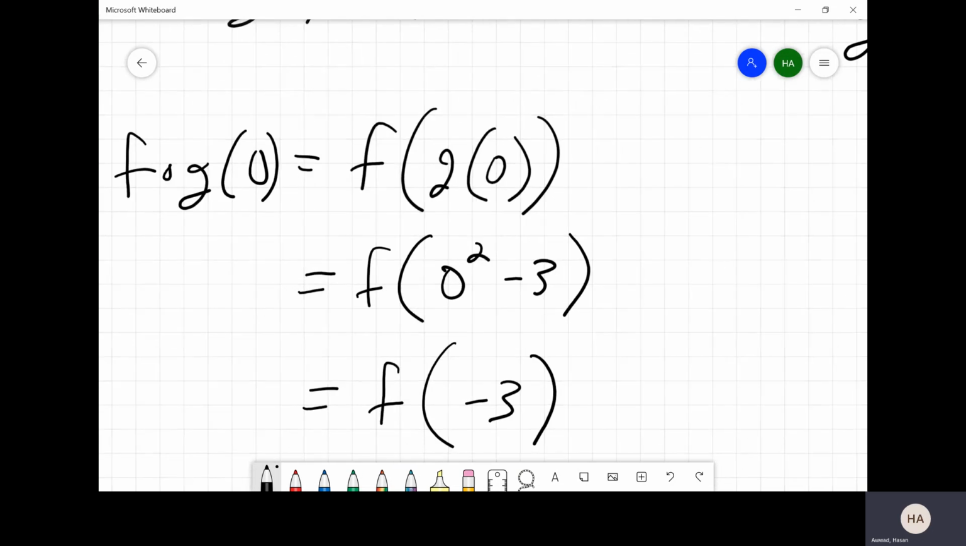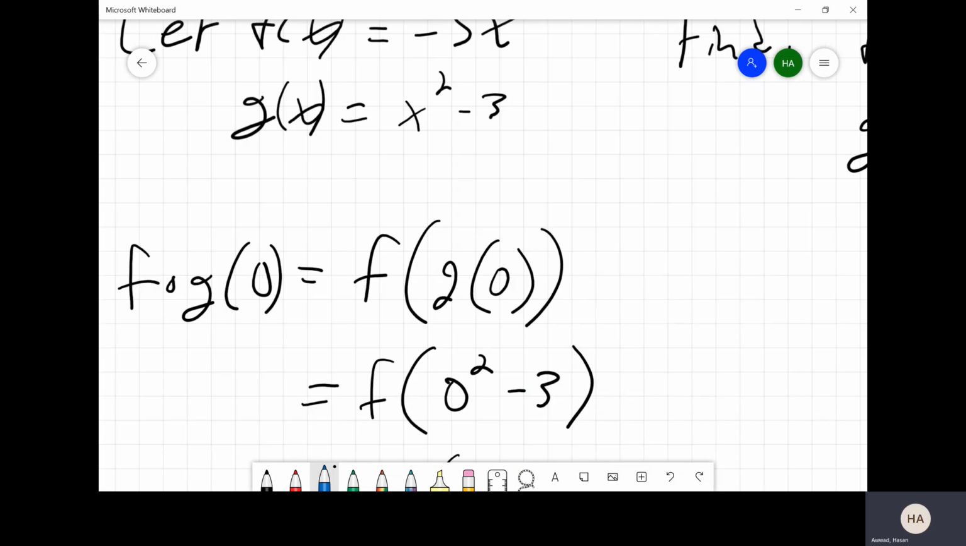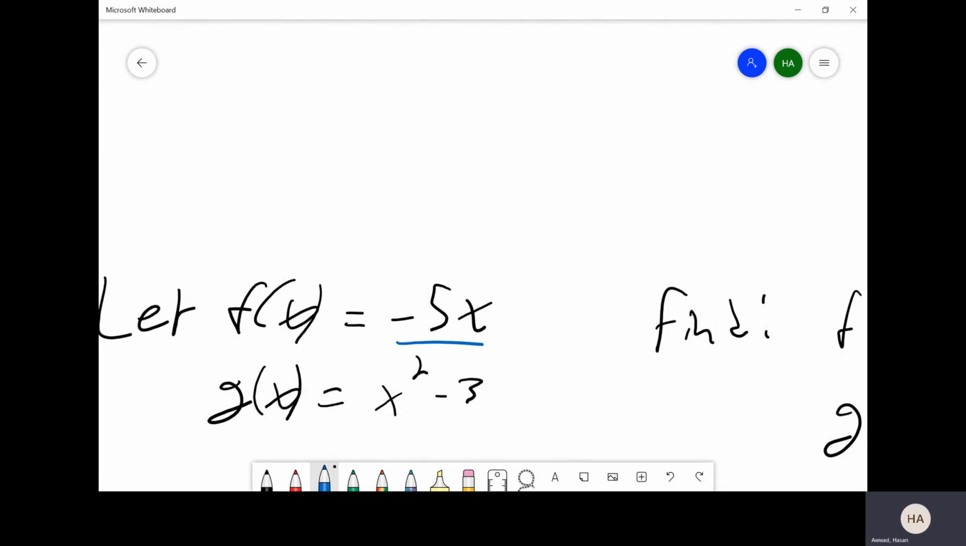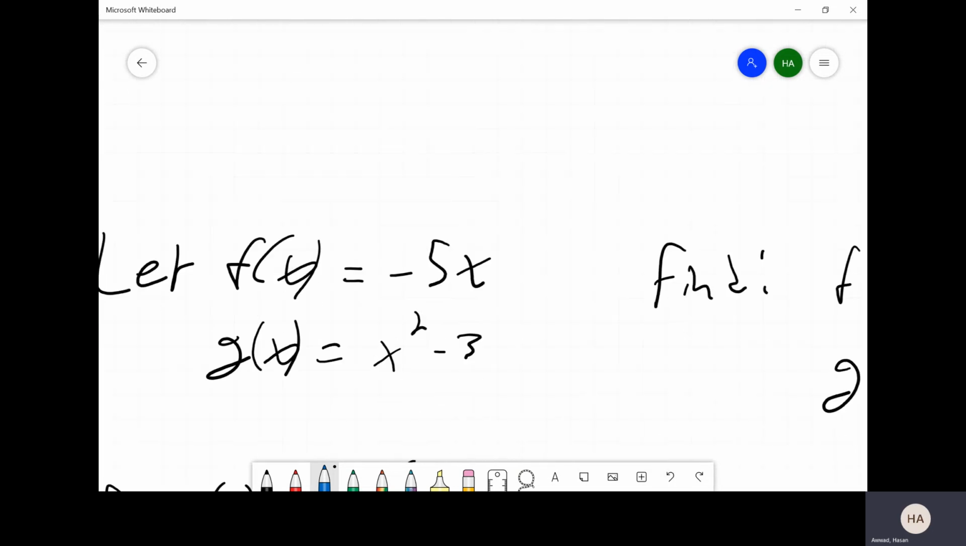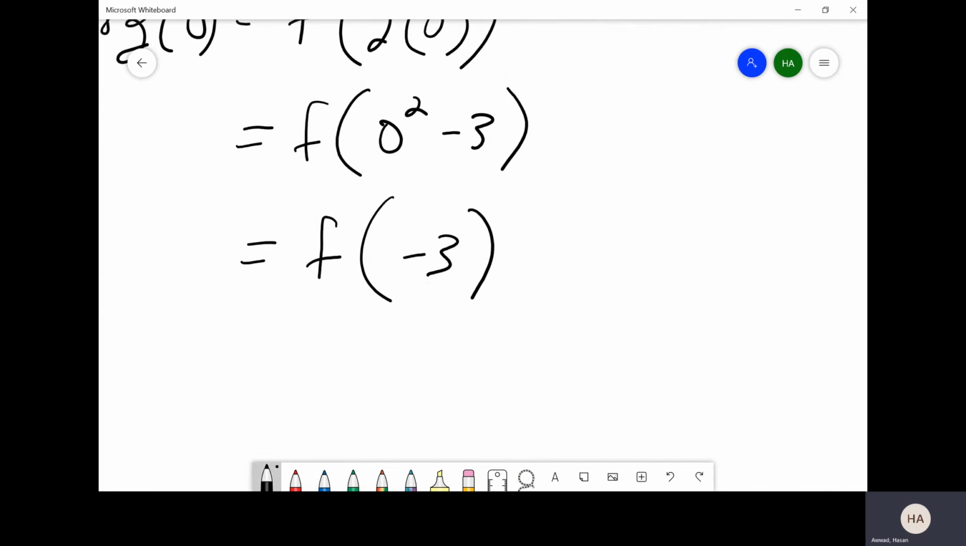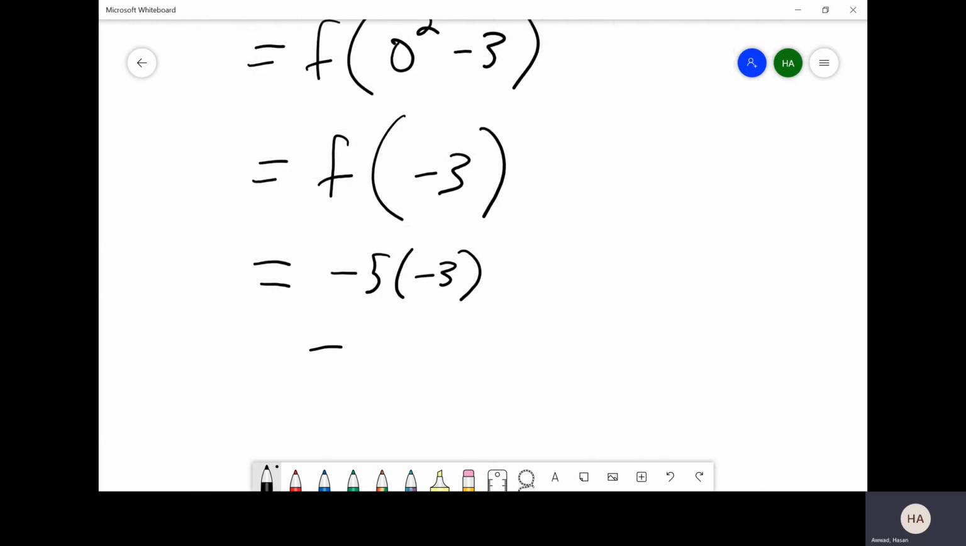So plugging negative 3 into this piece right here, which is the negative 5x. Because we're just taking negative 3 and plugging it in wherever there's an x, this is the same thing as negative 5 times negative 3. The negatives are going to cancel out. We're left with 15.